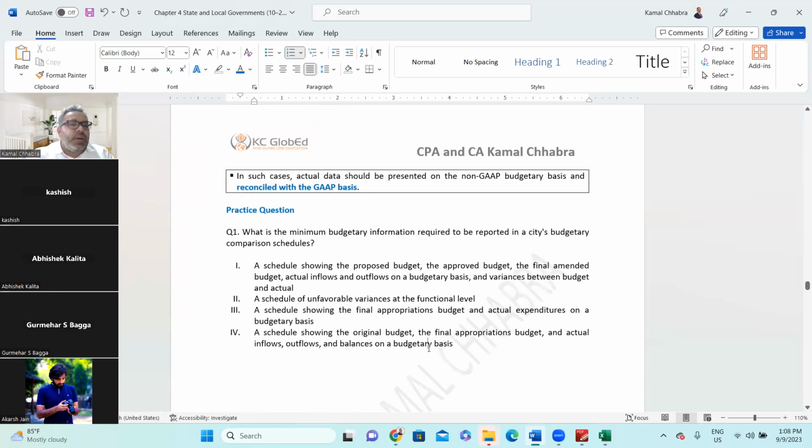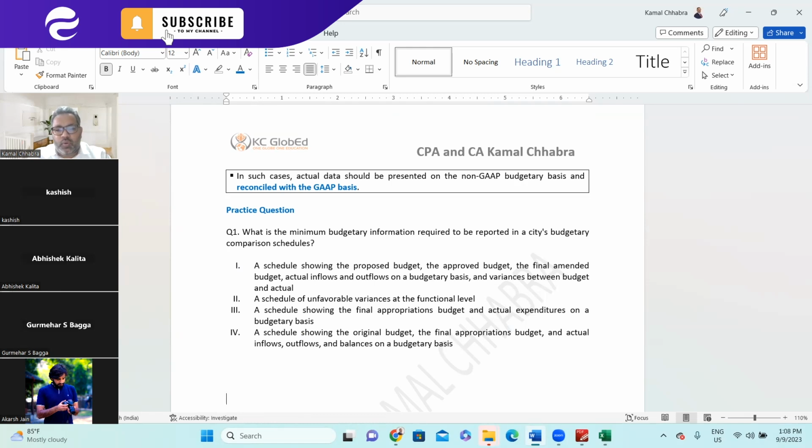So, what is the minimum budgetary information required to be reported by a city in the budgetary comparison schedule? First one is a schedule showing proposed budget, approved budget, final amended budget, actual inflow and outflow on a budgetary basis, and a variance between budget and actual.